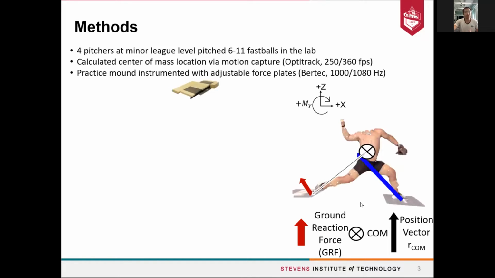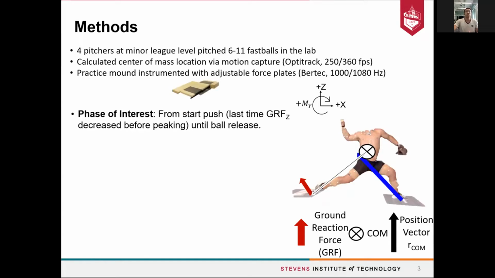Here's a diagram that shows the axis conventions, with positive X going from the mound towards home plate and positive Z going vertically. The red arrows show the ground force vectors coming out of the back leg, and the blue the front leg. The phase of interest goes from the start of the pushing phase, when the back leg ground force Z decreases before increasing to its peak value, and finishes at ball release.